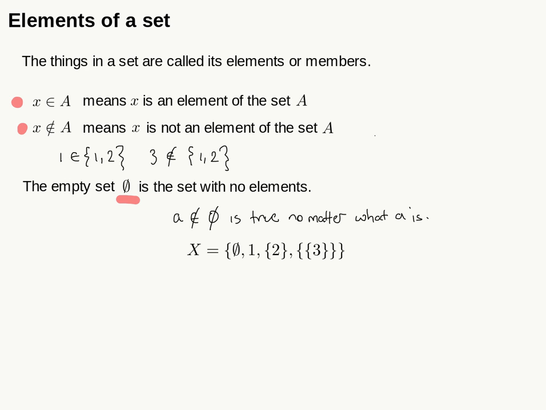Now we don't restrict ourselves in what the elements of a set can be. They don't all have to have the same type. They don't all have to be numbers. So, for example, matrices, vectors, functions, sets themselves can be elements of a set. So here is an example of a set X, where the elements are the empty set, the number 1, the set containing the number 2, and the set containing the number 3. Anything is possible. We allow any kind of mathematical thing as an element of a set.